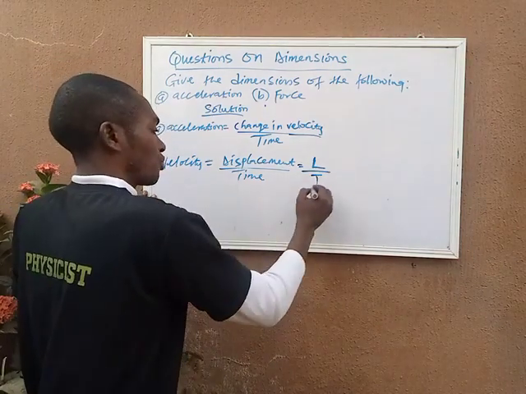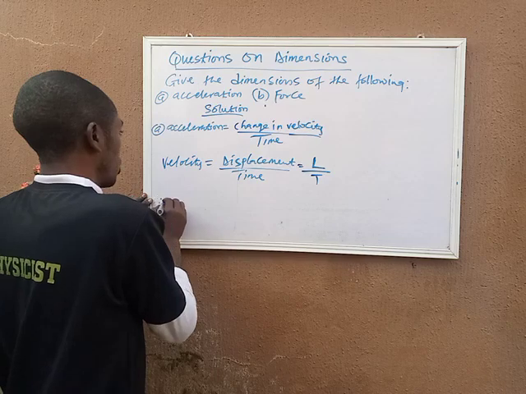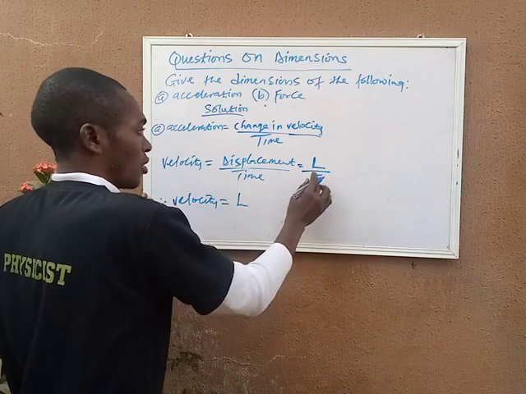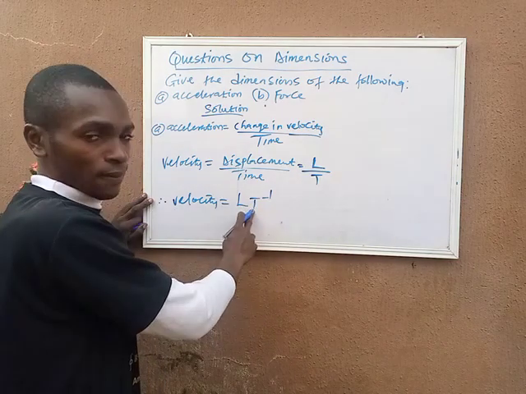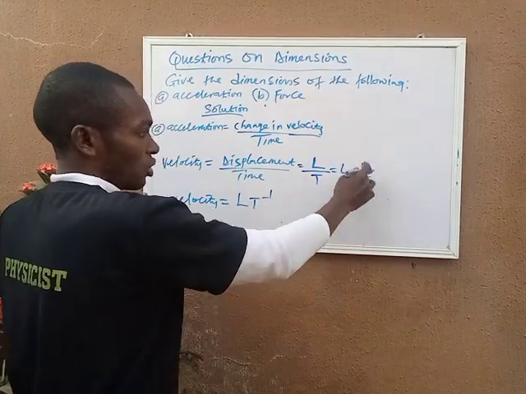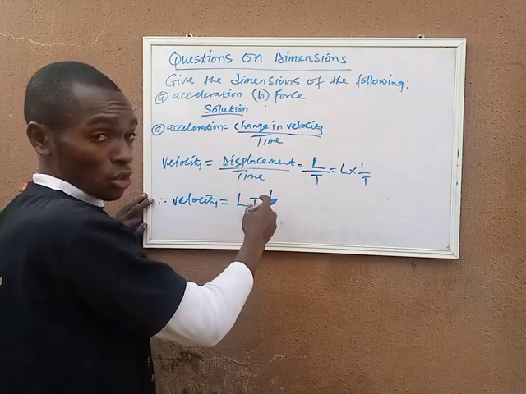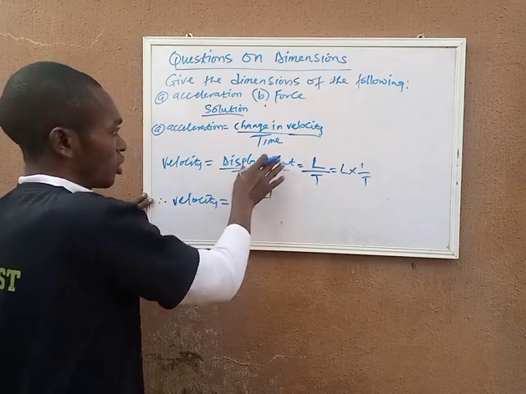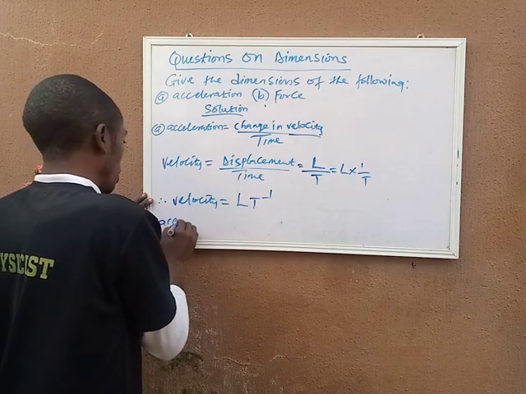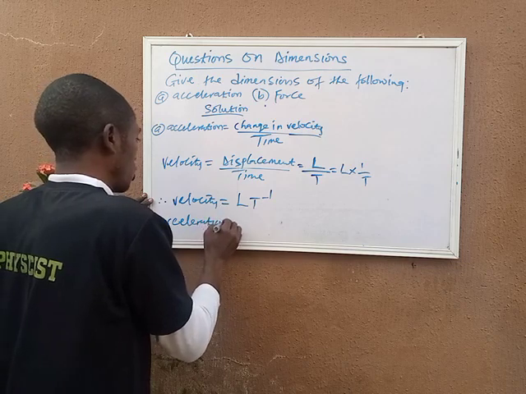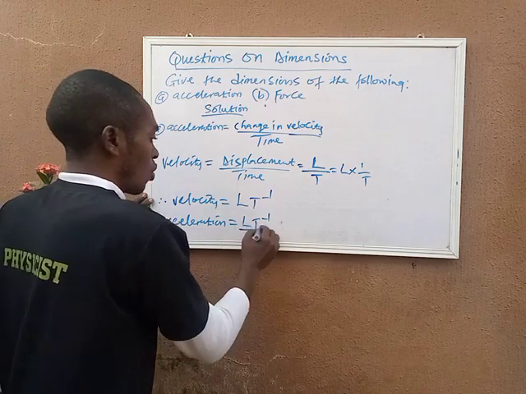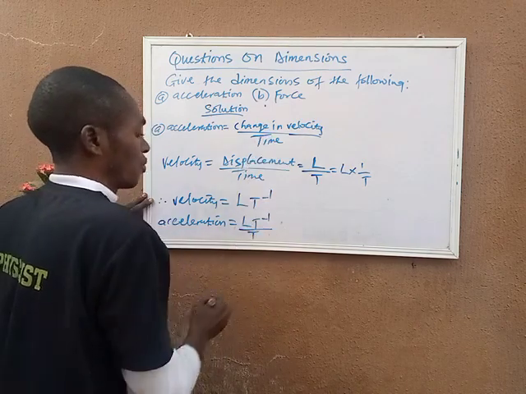And so the dimension for velocity here will be L over T. This simply stands for L times 1 over T. And you know, 1 over T is the same thing as T raised to the power of minus 1. So we have gotten the dimension for velocity, that is LT minus 1. So we can now say the dimension for acceleration is the same thing as LT minus 1 over time, which is T.